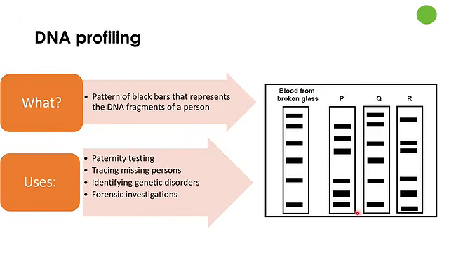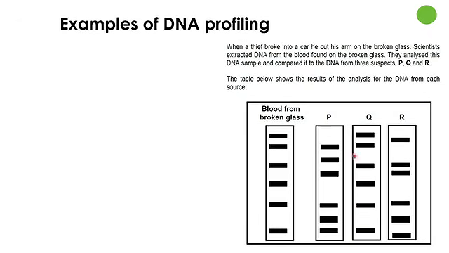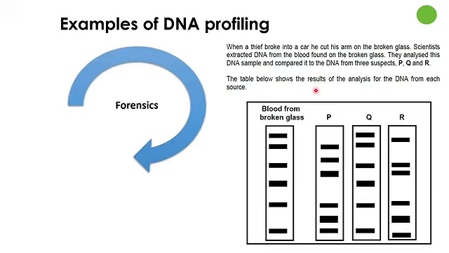So let's say that we do see this question in an exam, and the question states, when a thief broke into a car, he cut his arm on the broken glass. Scientists extracted the DNA from the blood found in the broken glass, because remember, things like blood and saliva all contain your DNA. They analyzed this DNA sample and compared it to the DNA from 3 suspects. So we've got P, Q, and R. The table below shows the results of the analysis for the DNA from each individual.